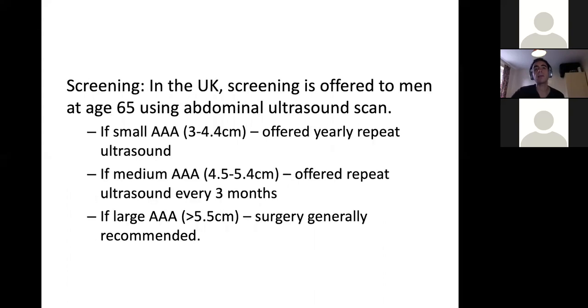In the UK, there's a screening program, and it's offered to men over the age of 65. And that slide tells you how often you would repeat the scan, just for the sake of answering an SBA if it comes up, and obviously to know it. And obviously over 5.5, you refer for surgical management.